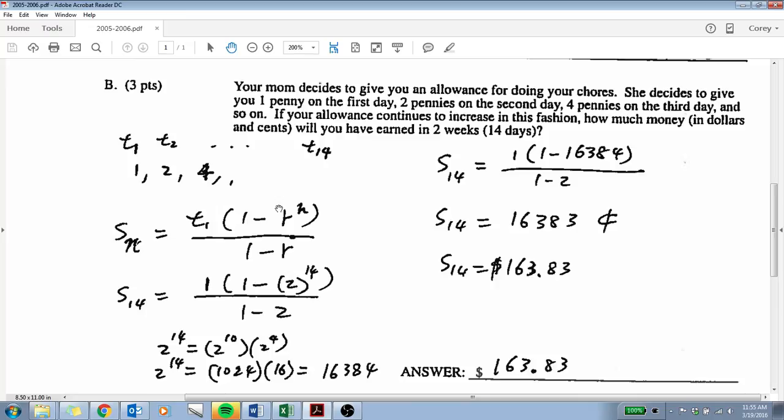Okay, n is the number of terms that we are trying to add together. So we are adding together the money earned over 14 days, so n will be 14 in this case. So we just plug everything in. We have 1 times 1 minus 2 to the 14th power over 1 minus 2. So we just solve this, and we're going to get eventually $163.83.